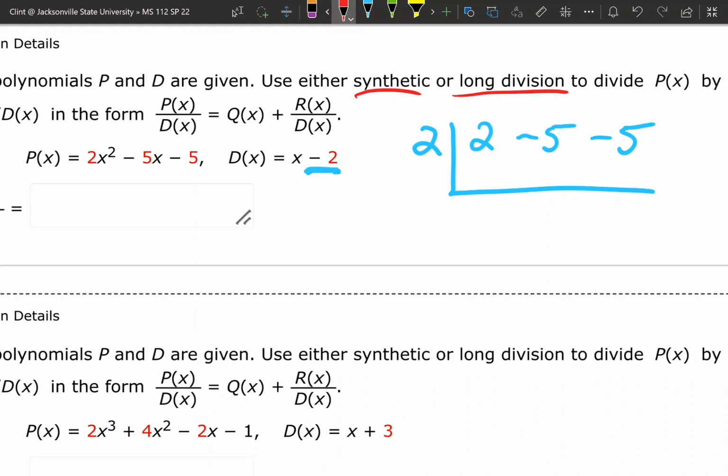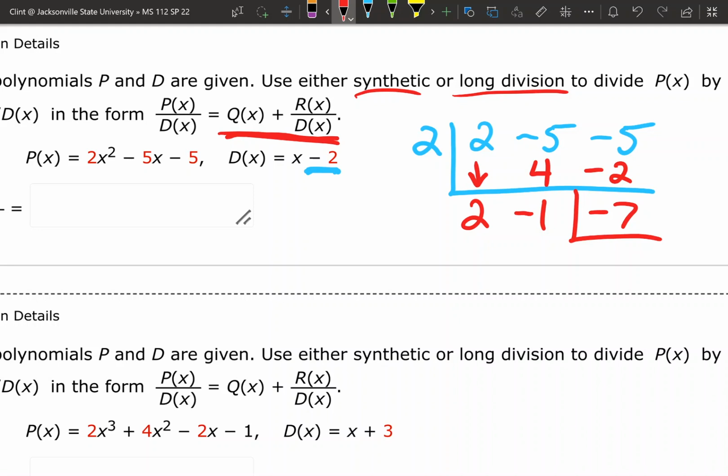Then when we do our synthetic division, we bring the first number down. And then we do 2 at the bottom times the 2 out front will give us 4. And just combine, right? So minus 5 plus 4 would be minus 1. And then the minus 1 at the bottom times the 2 out front gives us negative 2. Minus 5 minus 2 is negative 7. And that last number is going to be our remainder. This one wants us to write it all together. So the quotient plus the remainder over the divisor.